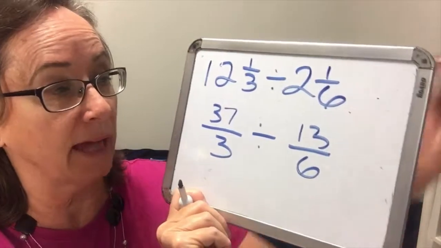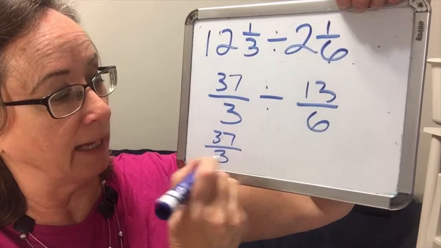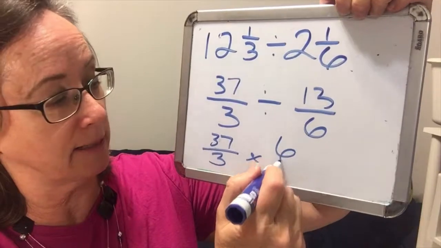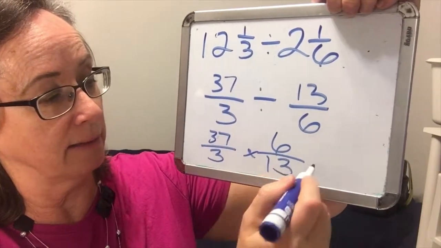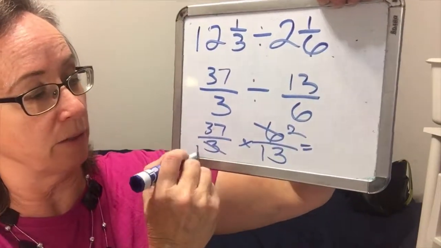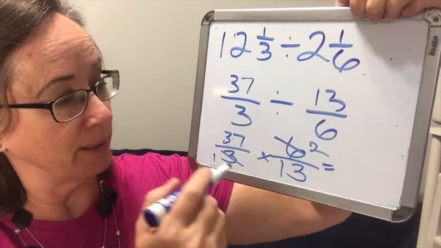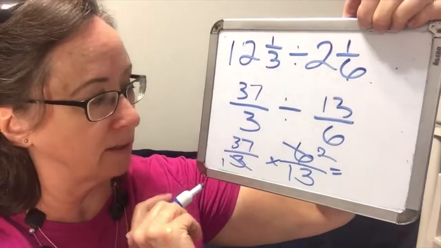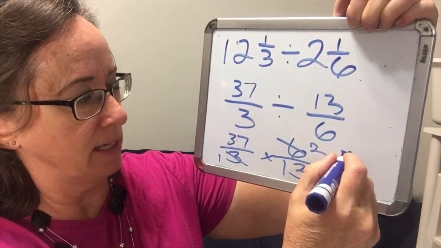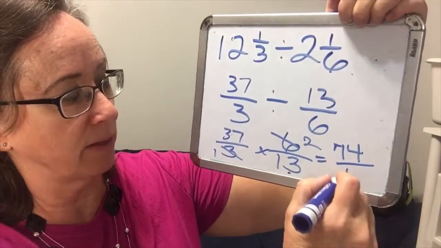So when I do that, I'm going to end up with 37 over 3 times, and now I have to flip this one, 6 over 13. Now, what's going to cancel? My 3 and my 6 will cancel with a 2 and a 1. Nothing else cancels, does it? So now I'm going to end up with 2 times 37, which is going to be 74. And then on the bottom, I just have a 13.